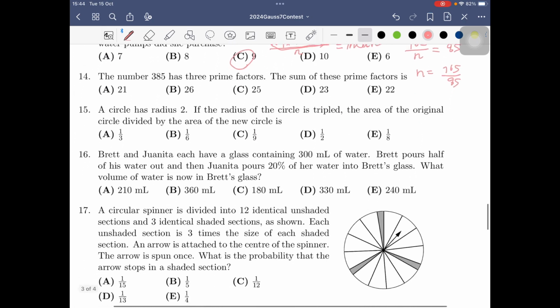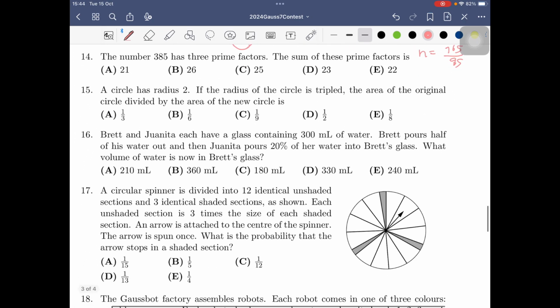Number 14. 385 is a product of 3 prime numbers. Okay, so 385 has a 5, 77, and 7, 11. So the sum of 5, 7, and 11 is 23.